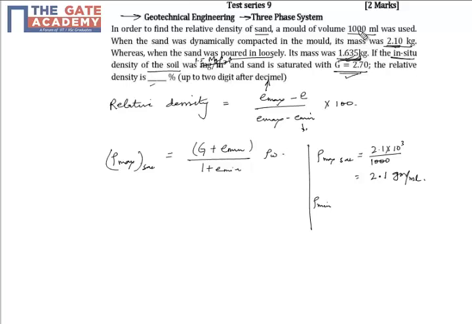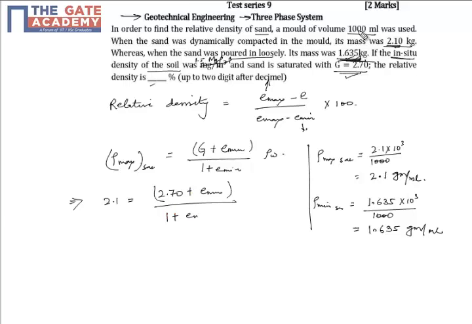Similarly, rho minimum saturated would be 1.635 into 10 raised to power 3 divided by 1000. This can be calculated from this mass divided by this volume. So again the value comes out to be 1.635 gram per milliliter. So putting the values here, we get rho max is 2.1, G is 2.70, e minimum we have to calculate.